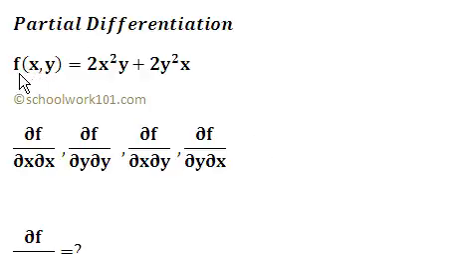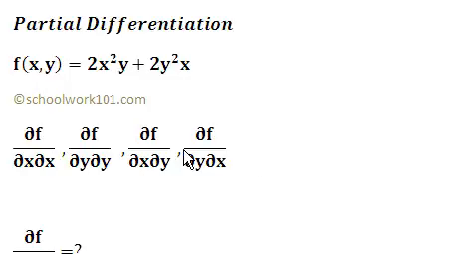Alright, so I've got my function f of x, y, and it's defined as 2x squared y plus 2y squared x. You might try going to some algebra system and graphing this, and at least seeing what the graph looks like. Of course, it's going to be in 3 dimensions. This notation here is not as bad as it looks, I promise. The way this reads is the partial of f over the partial of x, and the partial of f over the partial of y.